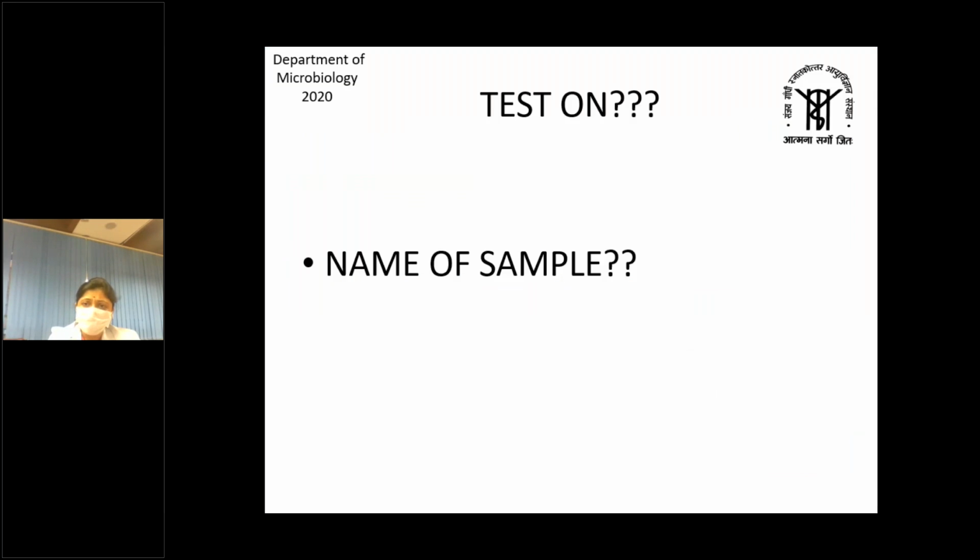Now, before taking a printout of the form or raising a form, we should be very clear to fill in the test on field. It is very important to tell us whether the sample is pus, urine, sputum, a swab, tissue bits, or a biopsy sample. That is a mandatory field because it gives us a clue regarding the nature of the sample and the site of infection.